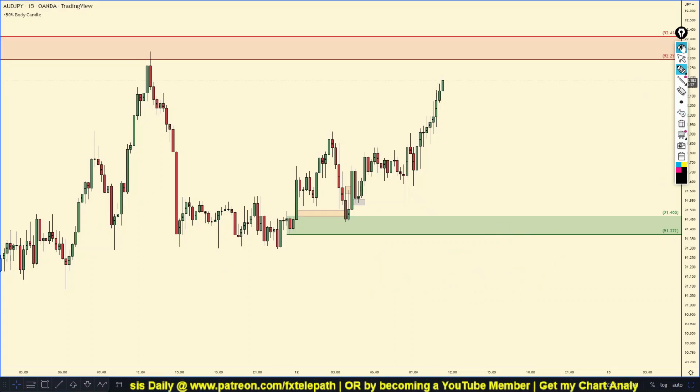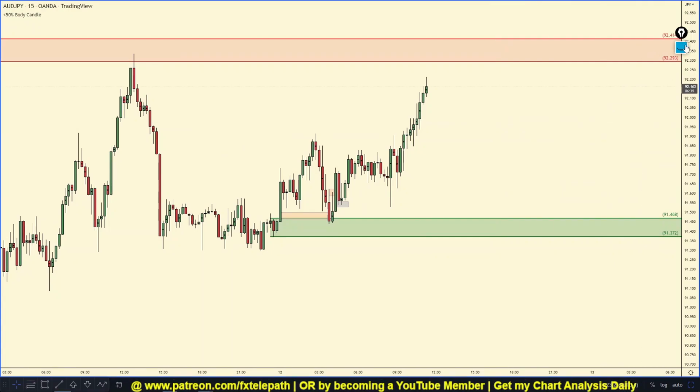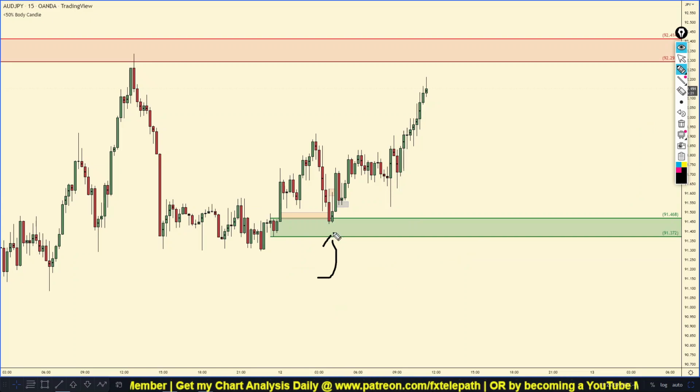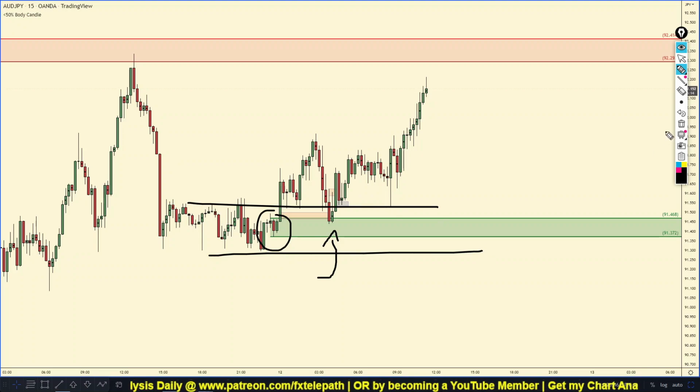So what I'm trying to get at here is this. Let's say, let me just get on my tool. Let's say this 15-minute demand zone was inside a 4-hour demand zone. This would be a perfect situation where we are getting a higher odds situation, because not only is price pulling into your higher time frame demand zone on the 15-minute chart like this, but it's also inside of a 4-hour demand zone. So that would be an example of a higher odds situation.